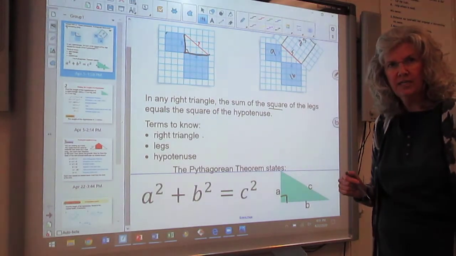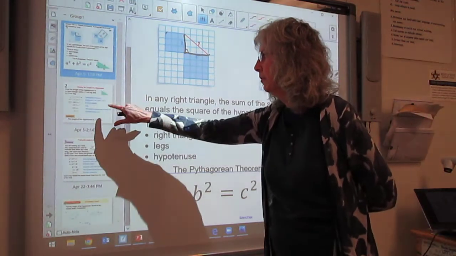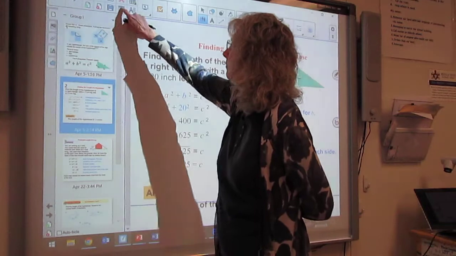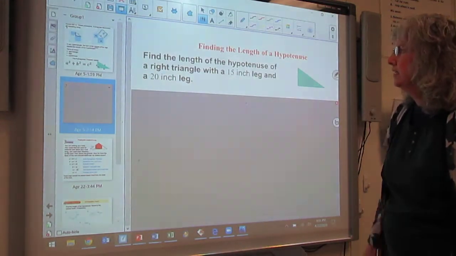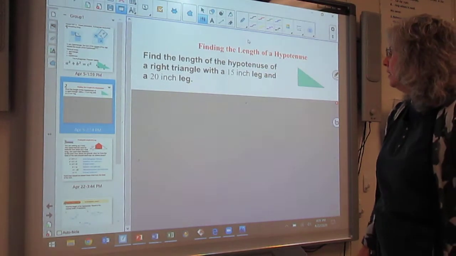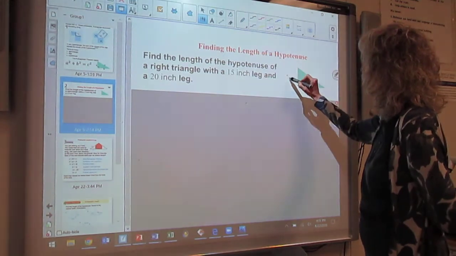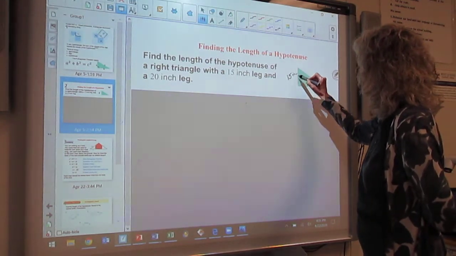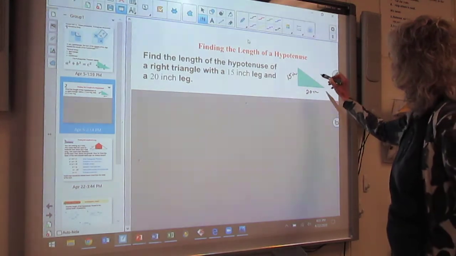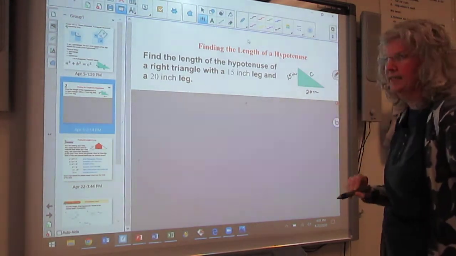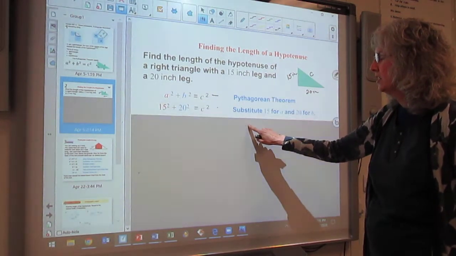Well, now that we've learned how to deal with squares and square roots, we can solve some triangle problems. So let's find the length of a hypotenuse. Here we have a triangle. It has a leg of 15 inches and a leg of 20 inches. And we want to know what the hypotenuse is, and I'm going to call it C. We usually use lowercase for the sides of a triangle. Well, we're going to start with our theorem.